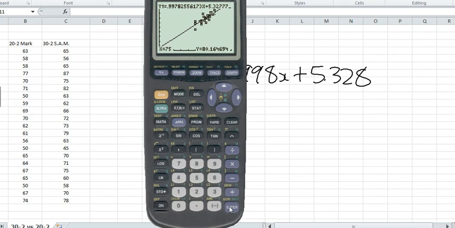Let's change it. What would somebody who got a 90 in 30-2 have scored in 20-2? In this case, I don't know the 20-2 mark, I don't know the x, so we go to the y equals, and I'm going to make y2 90. Remember, my y values are my 30-2 marks. I'm going to graph that, and what I want to find is the intersection of those two lines.